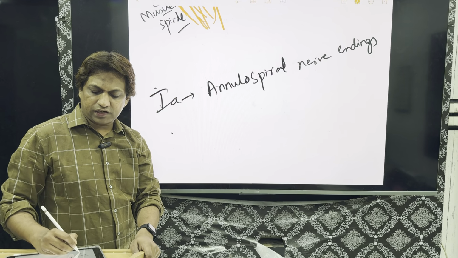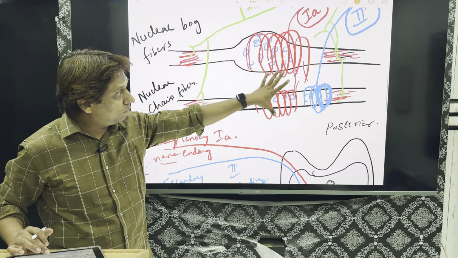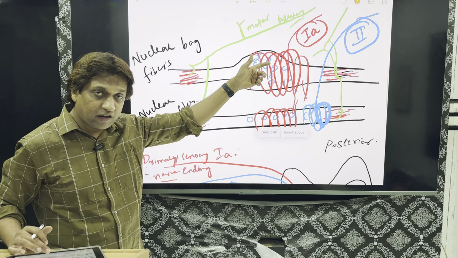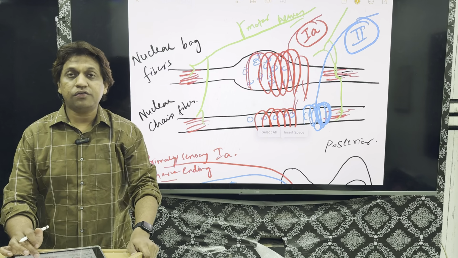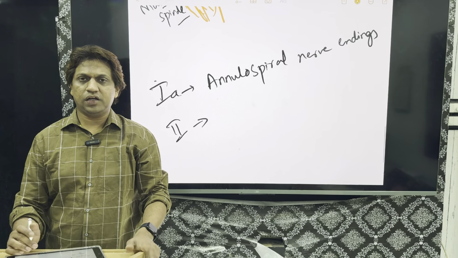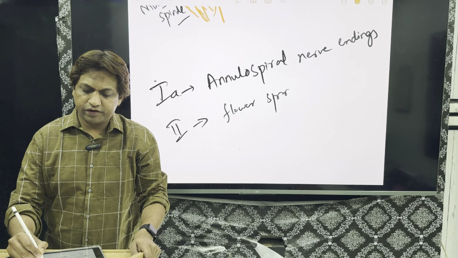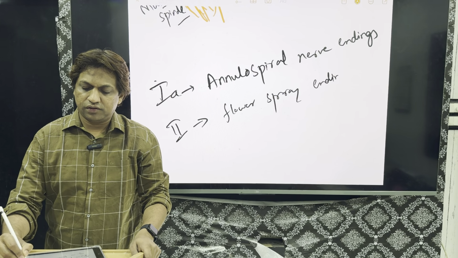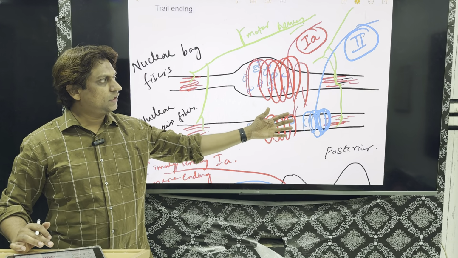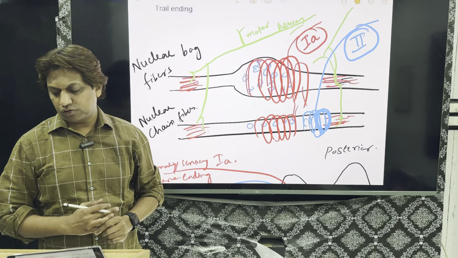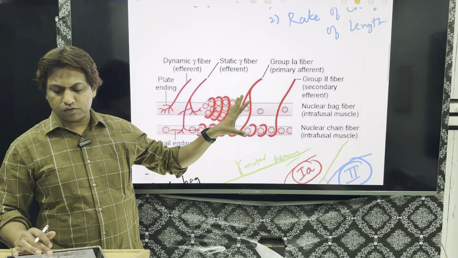Similarly, these type 2 nerve fibers are from the nuclear chain fibers and are not present in the nuclear bag fibers. Remember, the annulospiral binding or type 1A is present in both nuclear bag fibers as well as chain fibers, but this type 2 nerve fiber is typically called flower spray nerve endings or flower spray endings. Okay, it is termed flower spray endings because of the structure, how it looks. So this is the structure of the muscle spindle.